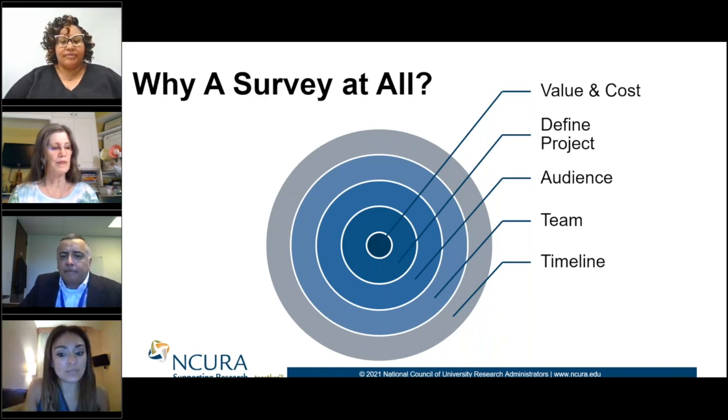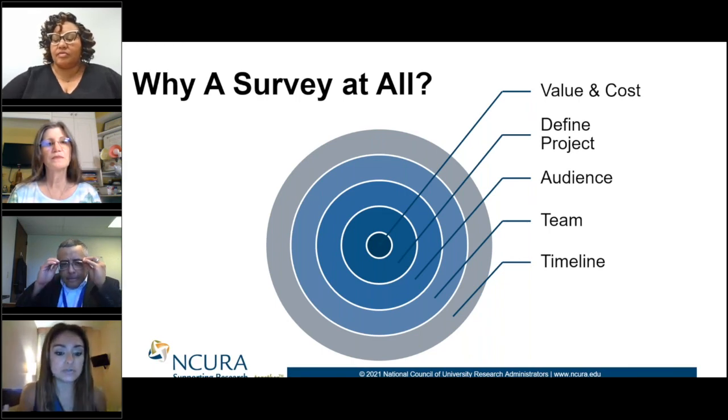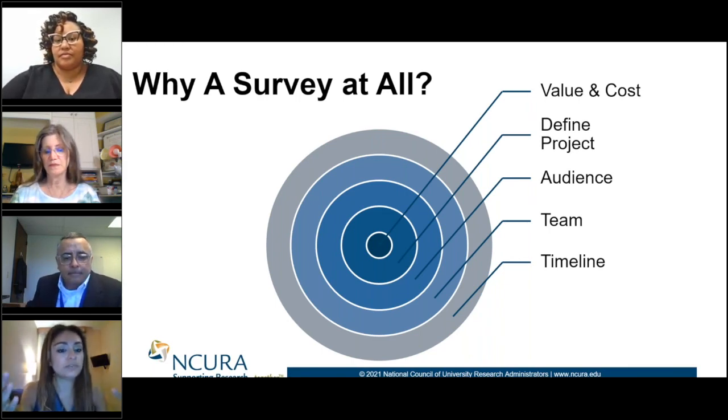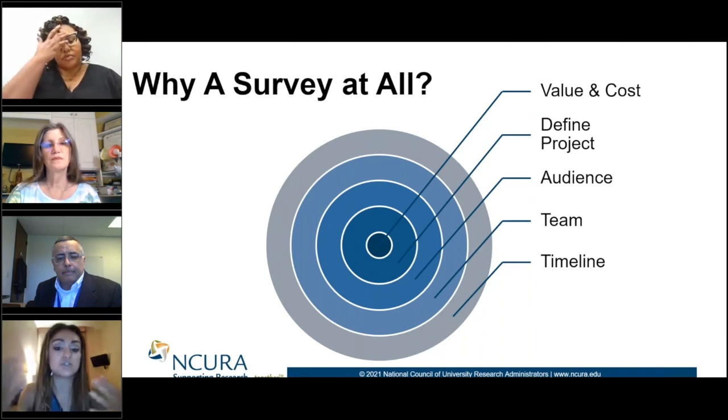So I'm going to start with why a survey at all? Why would you do a survey? What's the plan? How does this happen? If you want to do this, what you're hopefully seeking is, does your leadership match your community? What does your community look like? Who is in your community? Are we serving that population? And to do that, you need to know who your population is.